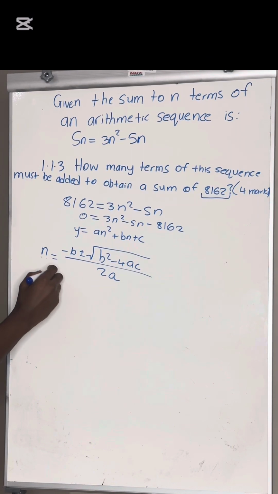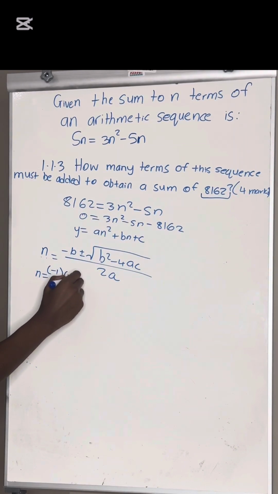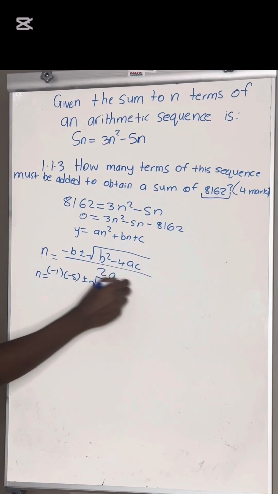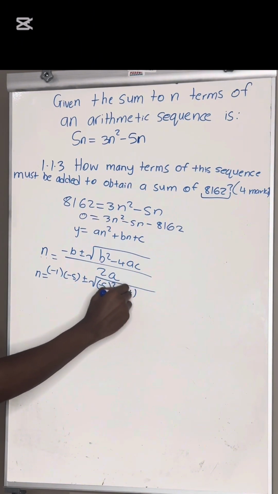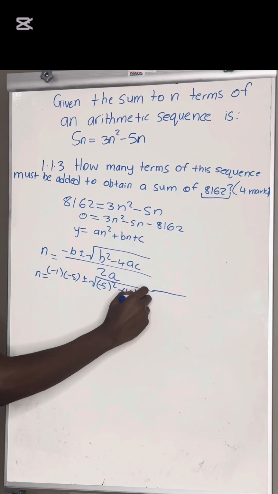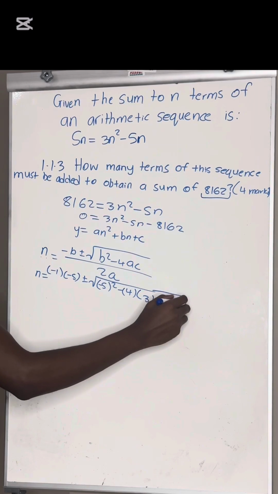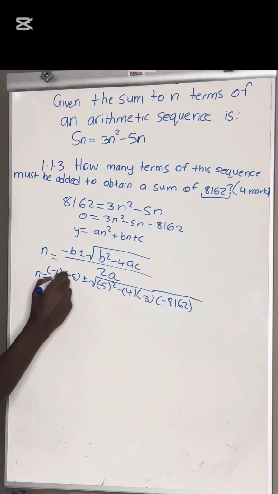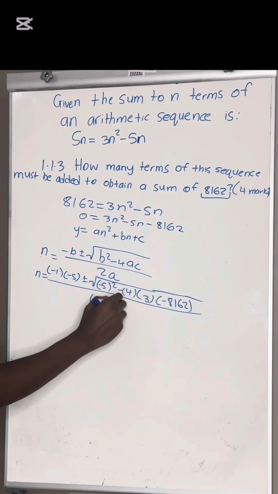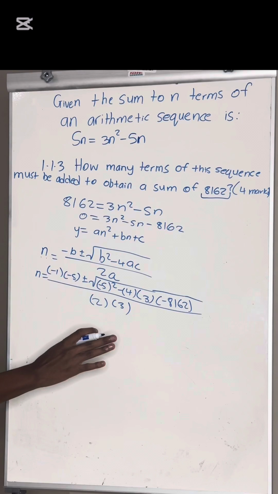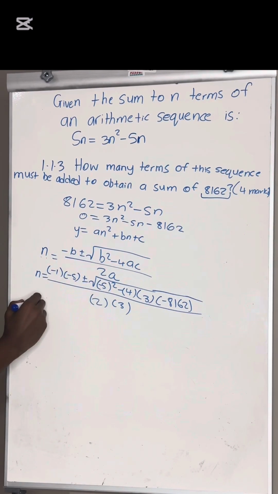So n is equal to negative b, negative 1 times b, in this case it's negative 5, plus minus the square root of negative 5 all squared minus 4 times a, in this case it's positive 3, and then the c is negative 8,162. Close the brackets, all over 2, and then a is positive 3. We've now substituted everything. We can then do this on our calculator, but let's do it step by step.